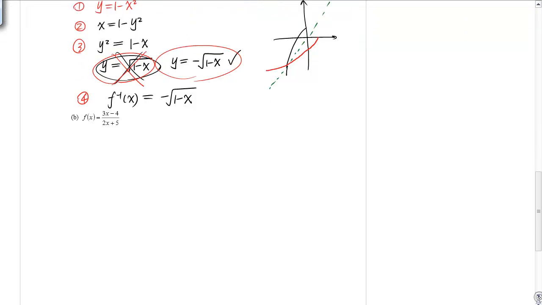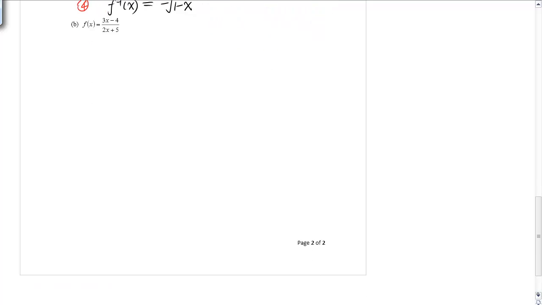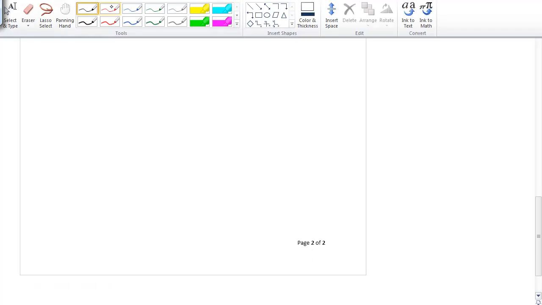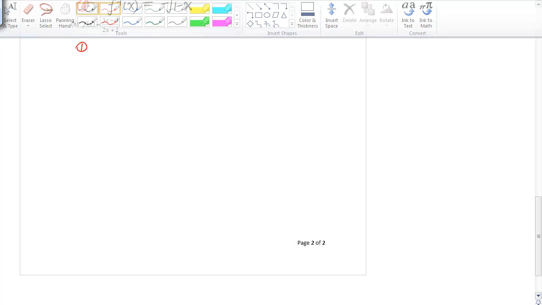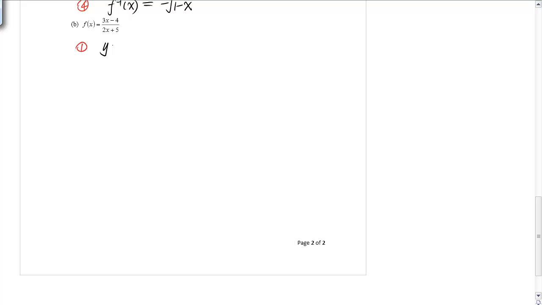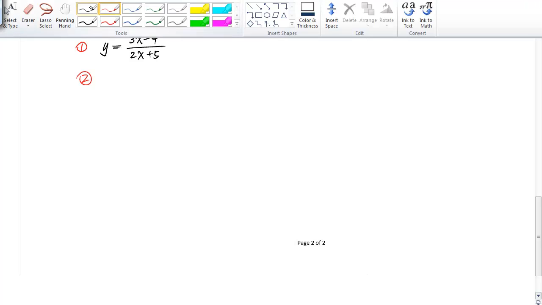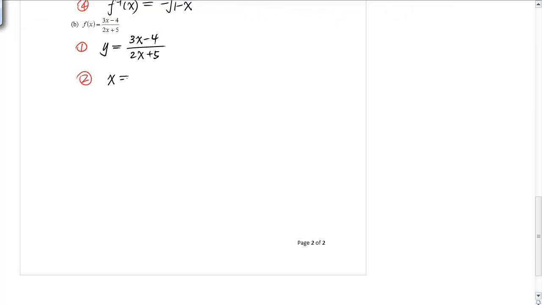For this problem right here, we do the same thing. 4 steps to find the inverse function. First step, write f(x) as y. Next step, always the most important step, change x and y. So now y has become x, x has become y.